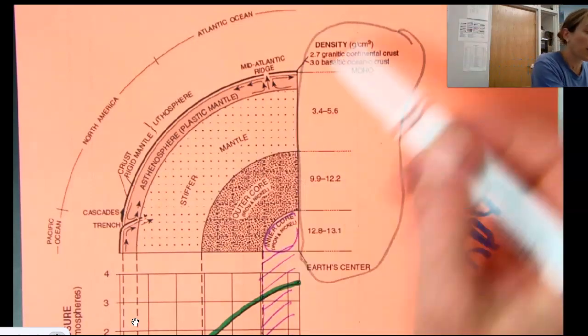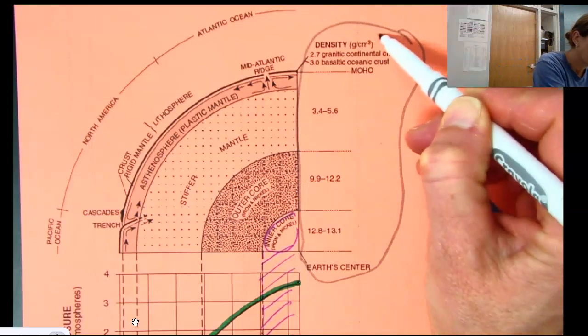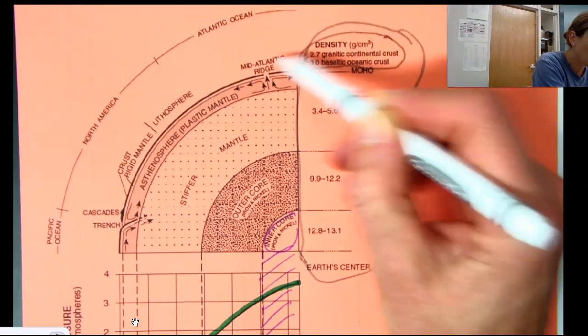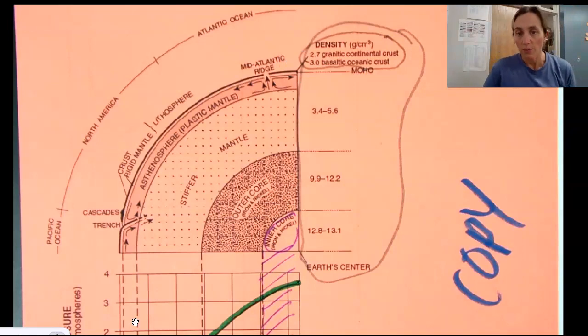Check this out, guys. Right up here, the lithosphere, which has, remember, continental crust and oceanic crust, that density is not the same. Granite, continental crust, made out of the rock granite, mostly, has a density of 2.7. The basaltic is a type of rock. Oceanic crust is more dense, has a density of 3.0 on average.